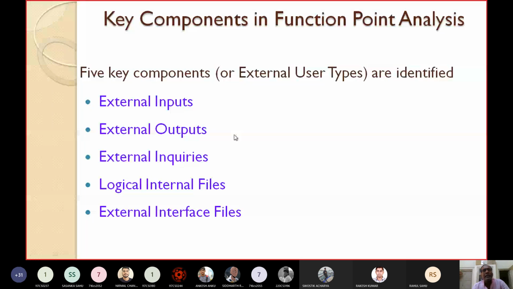So Albrecht had identified 5 important key components. Those are external inputs, external outputs, external inquiries, logical internal files, and external interface files. Maybe slightly rewritten in different books, but these are the important things: input, output, inquiry, logical files, and interfaces. Basically, these are the 5 components based on which you can estimate the function point. Please remember this. This we have to use. Okay.